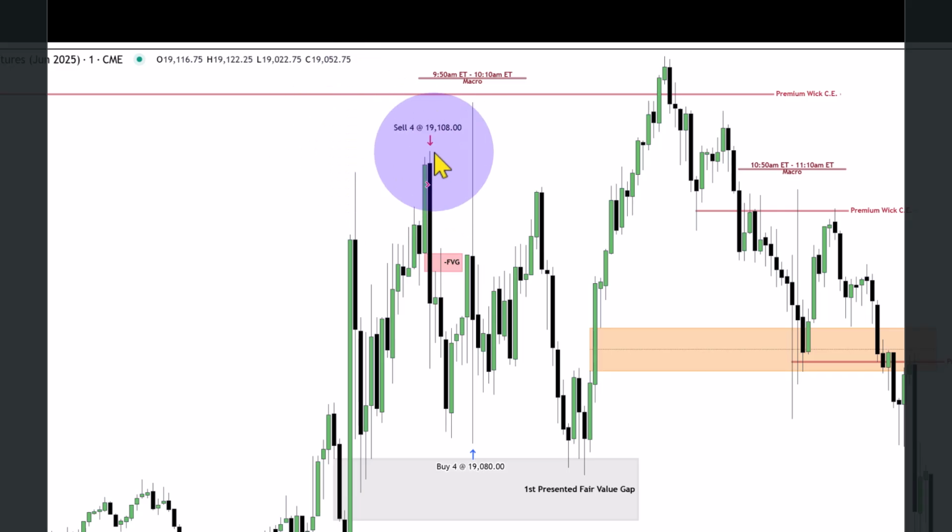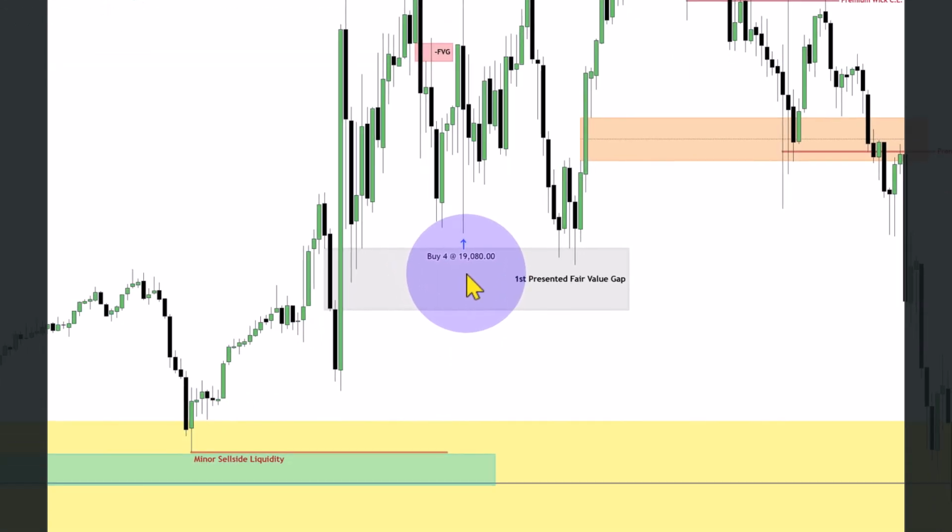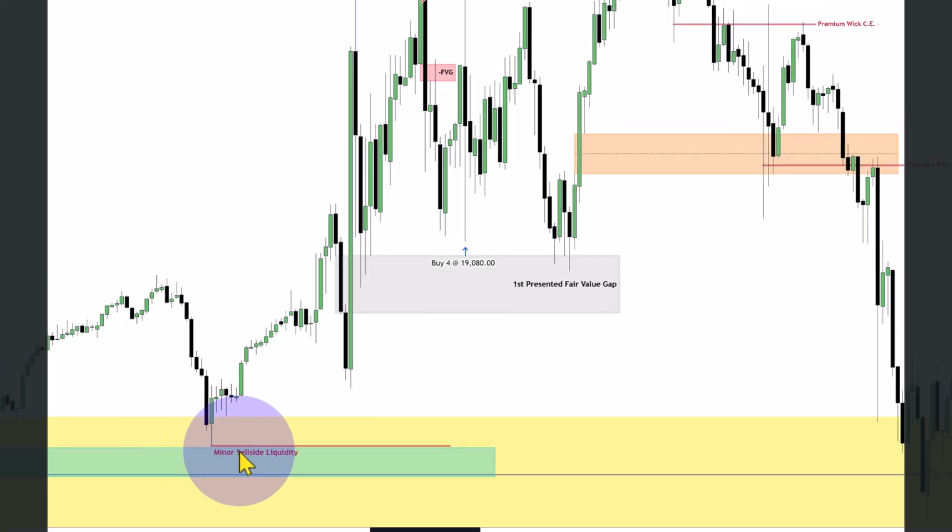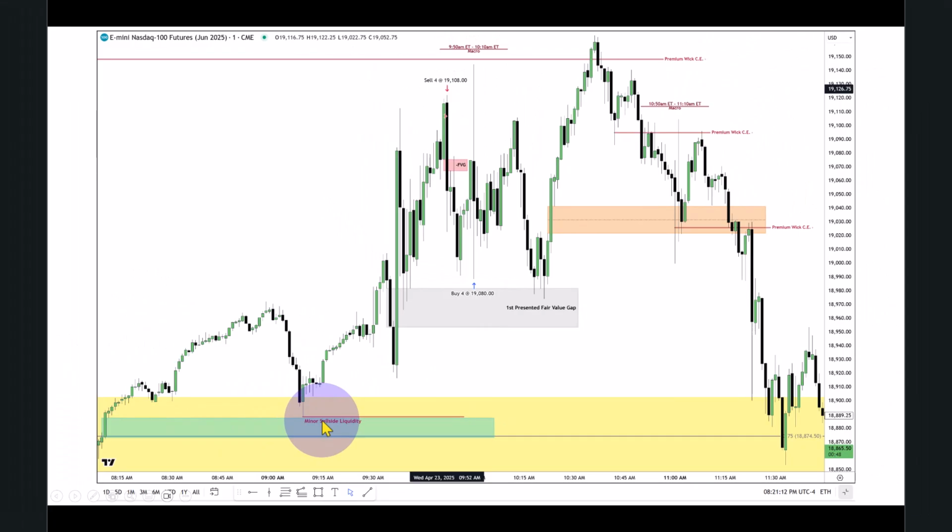Stops have been taken, and I'm looking for a drop back down into the first percent fair value gap for partial 1, which would have been 2 contracts. That's how I would have done it today. And then I would have taken 1 below here, and then I would have left the remaining to be taken below here. That's how I was going to trade it, plan it.